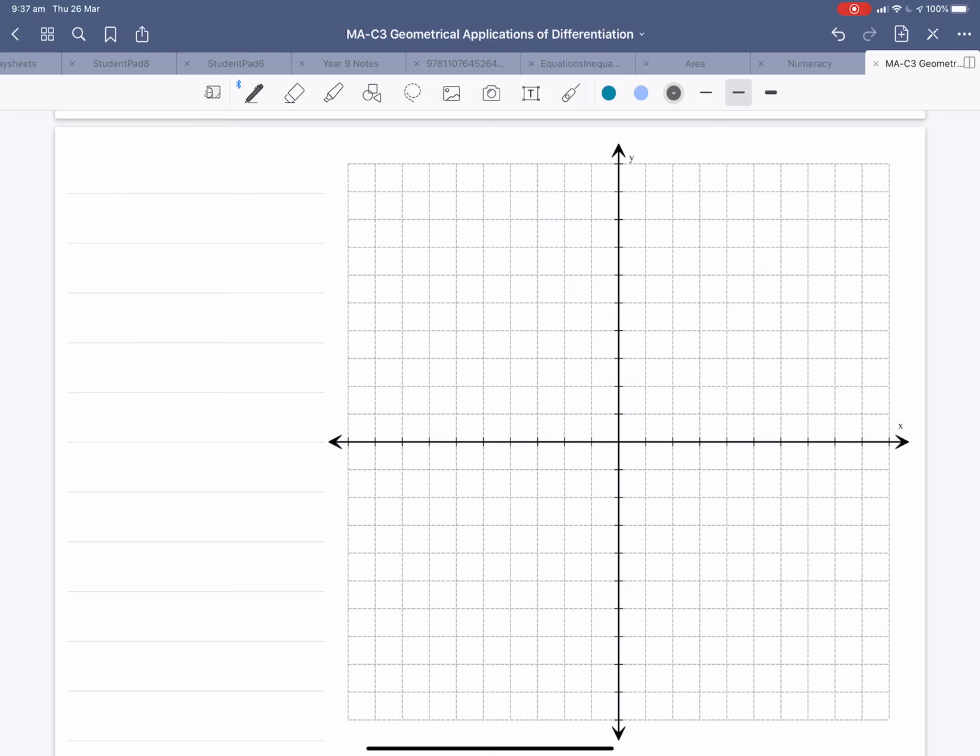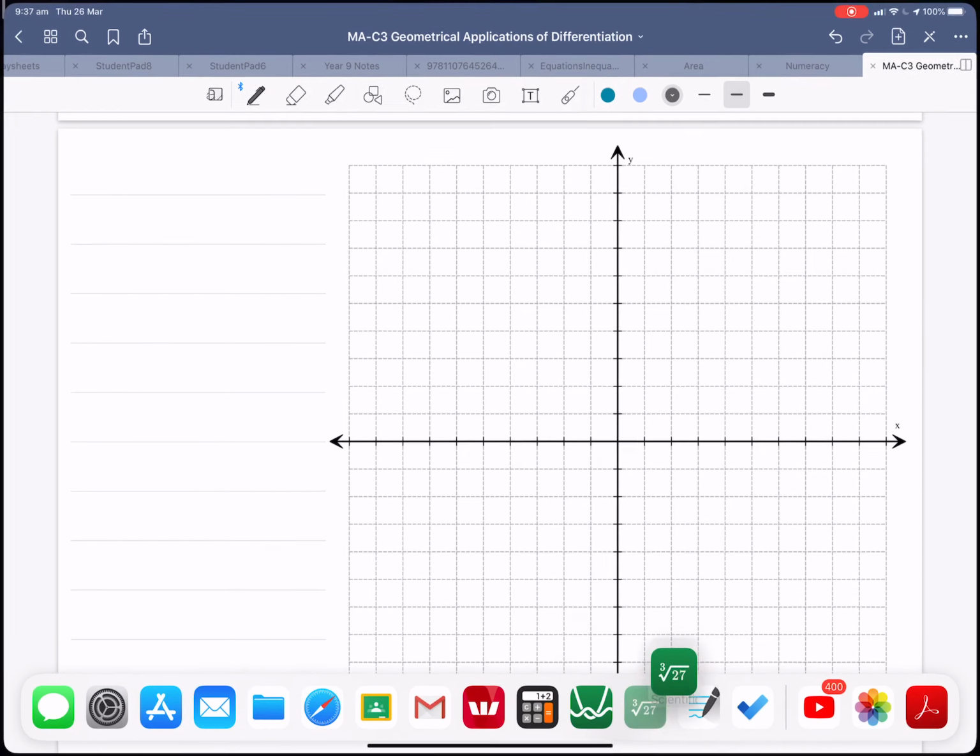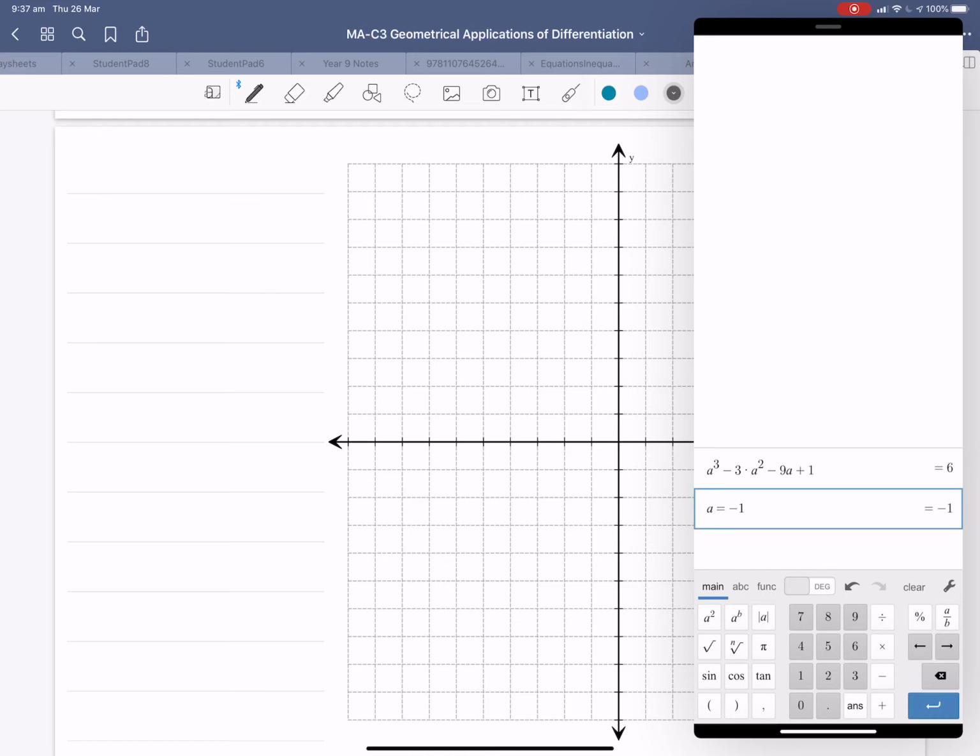So I'm just going to use my calculator again. And if I set the value of x to 1, I get negative 10. And so I've therefore got (1, negative 10) may be a point of inflection. I'm just going to abbreviate there.